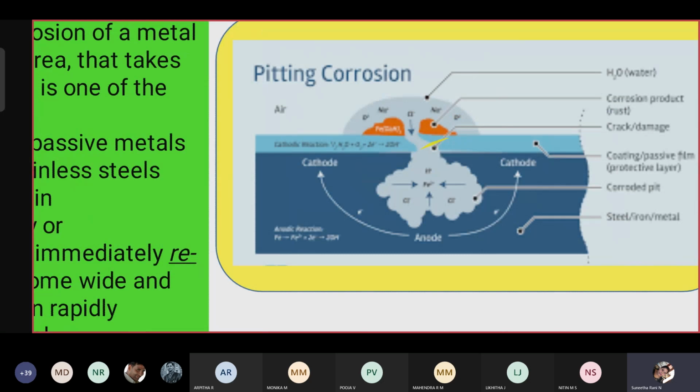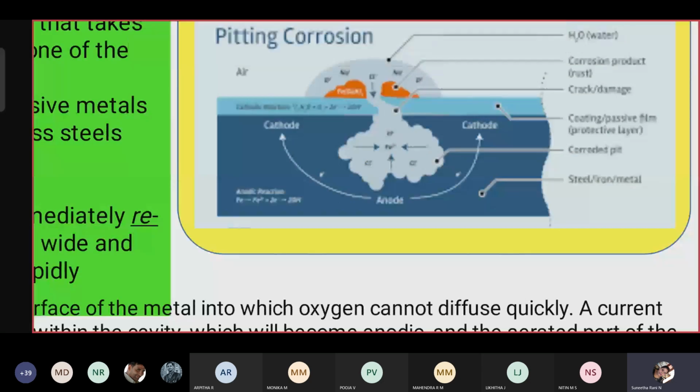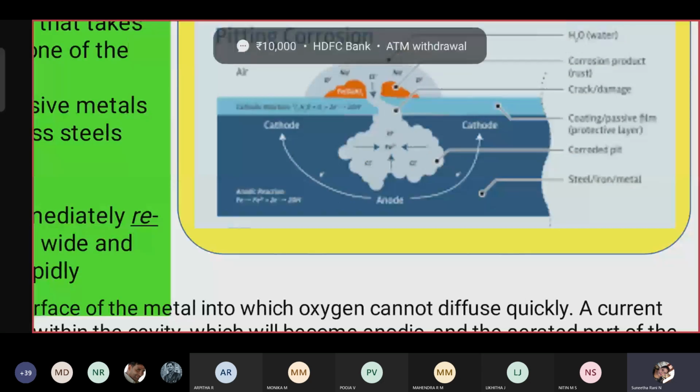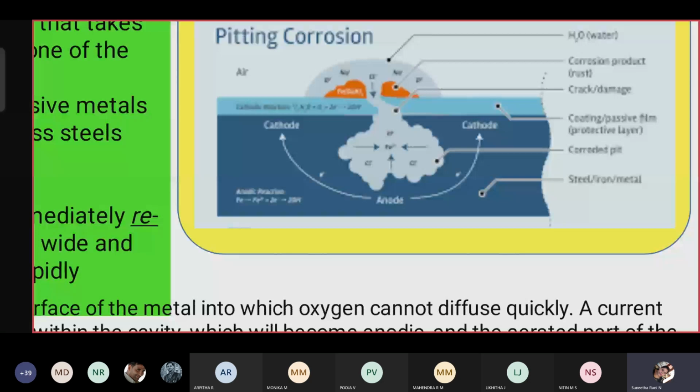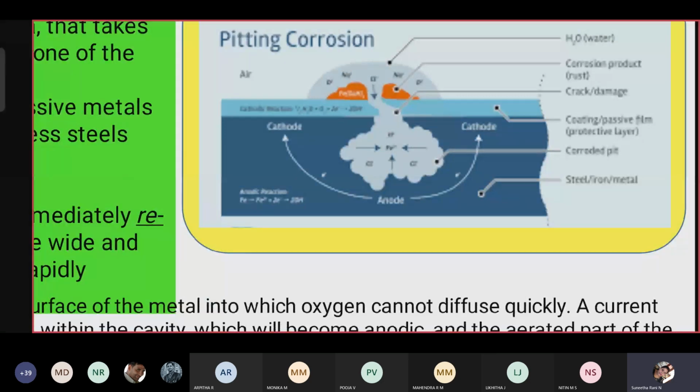Apart from the dust surfaces, the dirt portions, the left-out portions outside, act as a cathode, which is not affected by the corrosion. And this formation of a pit is nothing but forming a hole below the dust surface. Hence, this type of corrosion is called pitting corrosion.